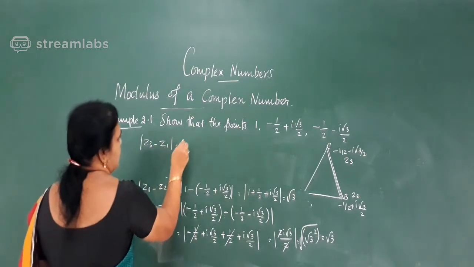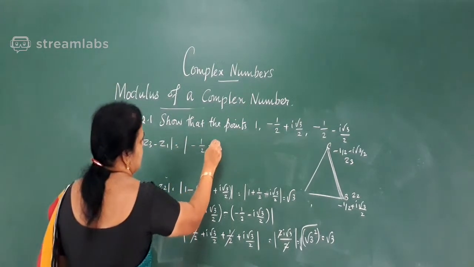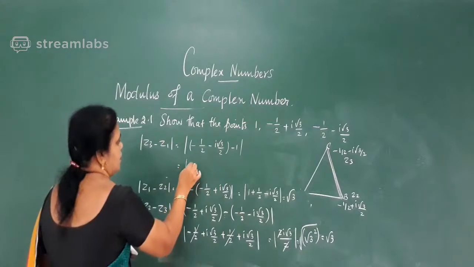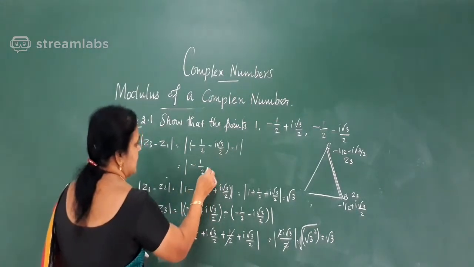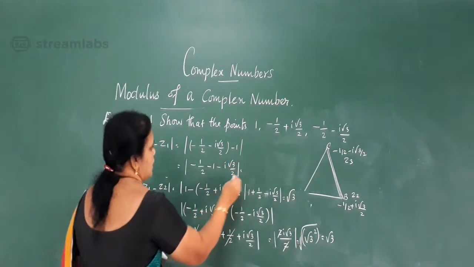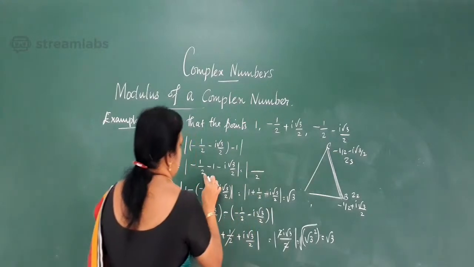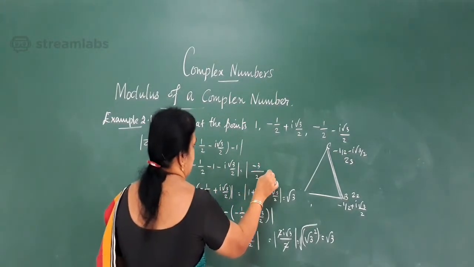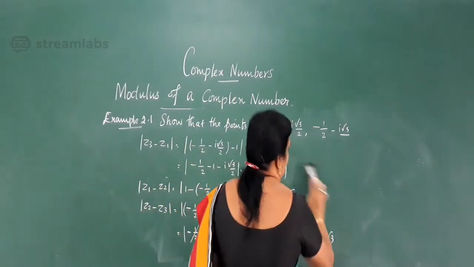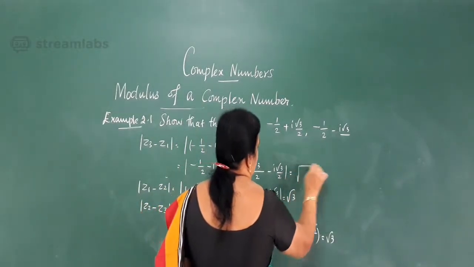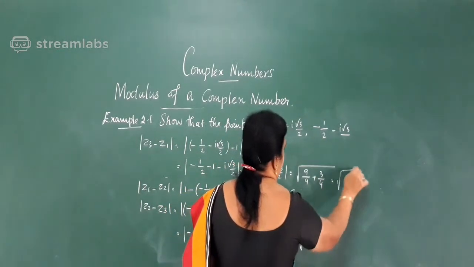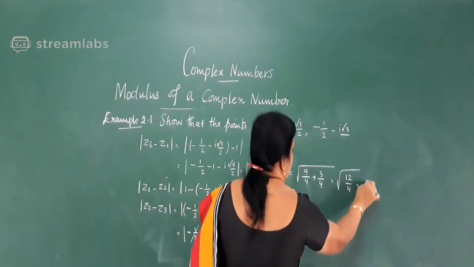For finding z3 minus z1, what will it come? Minus 1 by 2 minus i root 3 by 2 minus 1. Minus 1 by 2 minus 1 gives minus 3 by 2, minus i root 3 by 2. So 9 by 4 plus 3 by 4, which is 12 by 4, equal to 3.